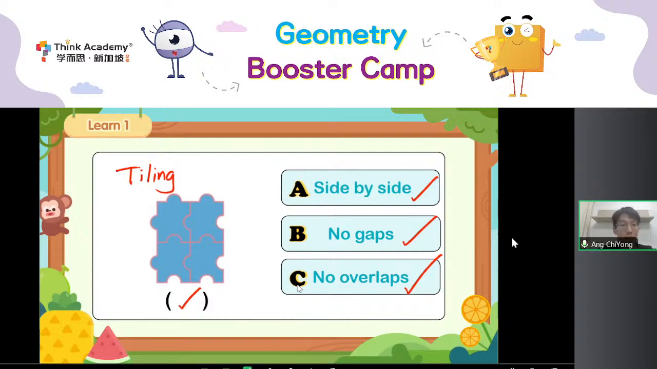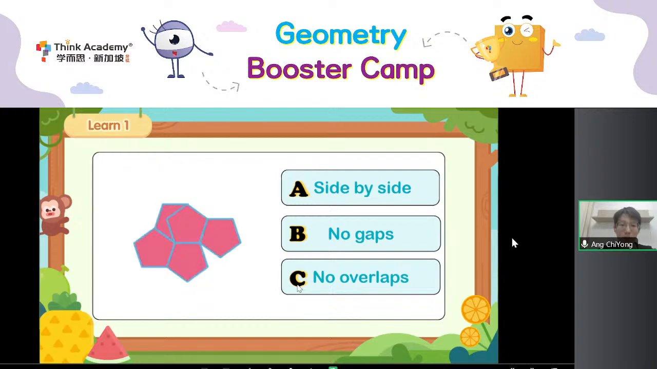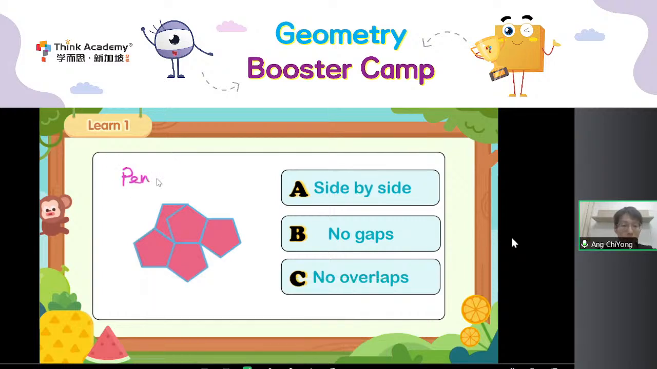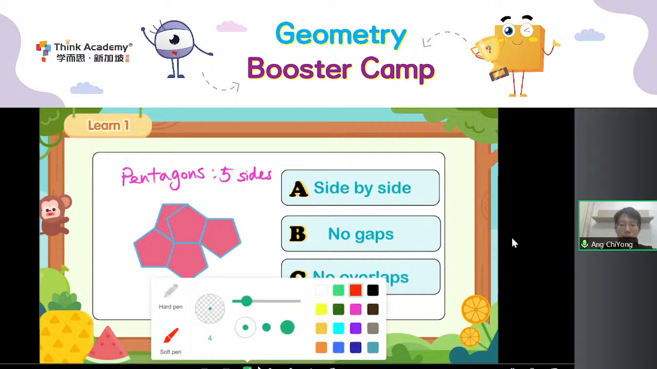Yeah, and we have one last one we need to do. What's this one? Do you guys know what this is? This is called a pentagon, okay? This is made out of pentagons. Let me write that down. Pentagons. It has how many sides? You can count 1, 2, 3, 4, 5. 5 sides.